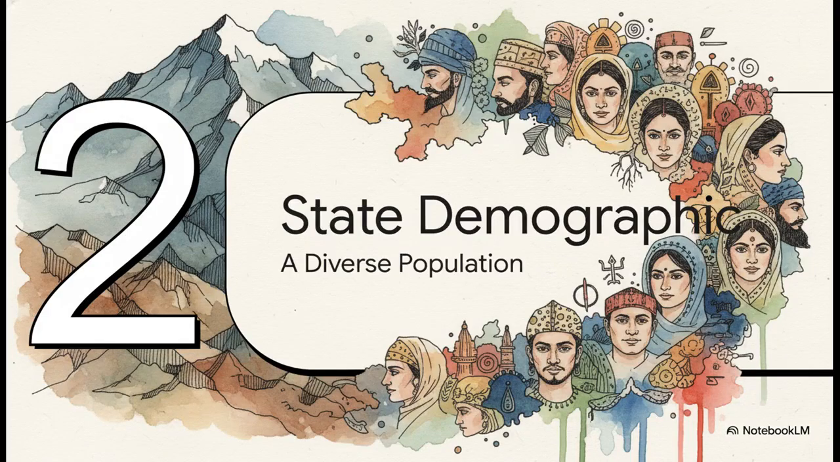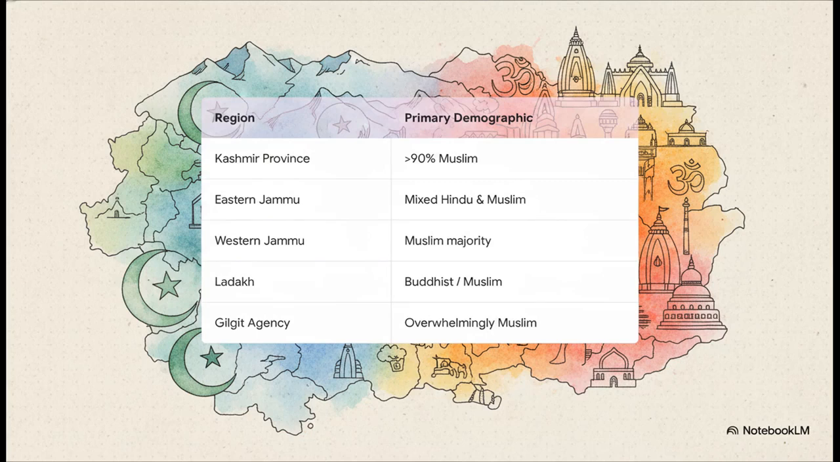Moving on to Section 2, demographics of the state. Geography is really only half the story, right? To truly grasp the tensions that exploded in 1947, we have to look at the people. Prior to the transfer of power, the princely state of Jammu and Kashmir was this incredibly diverse mosaic of ethnic and religious communities. For instance, the Kashmir province, which included the Kashmir Valley and Muzaffarabad, had a Muslim population of over 90%. But the Jammu province was roughly split.